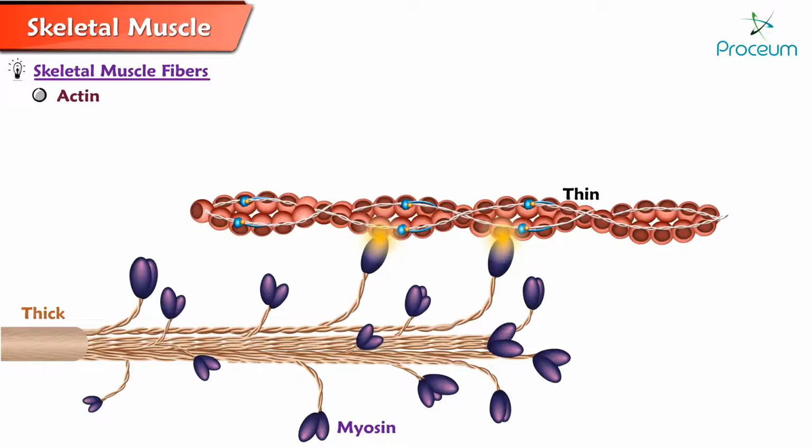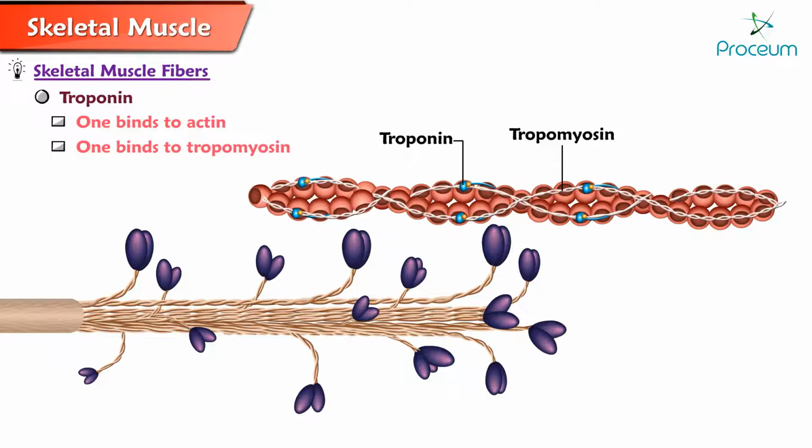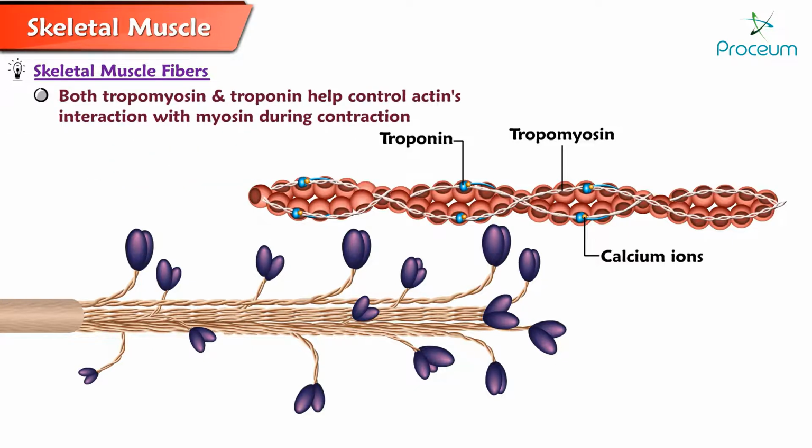Thin filaments are primarily composed of the protein actin. They are coiled, helical structures that resemble twisted strands of pearls. Tropomyosin is the rod-shaped protein spiraling around the backbone of actin to stabilize it. Troponin is a complex of polypeptides: one binds to actin, one binds to tropomyosin, and one binds to calcium ions. Both tropomyosin and troponin help control actin's interaction with myosin during contraction.